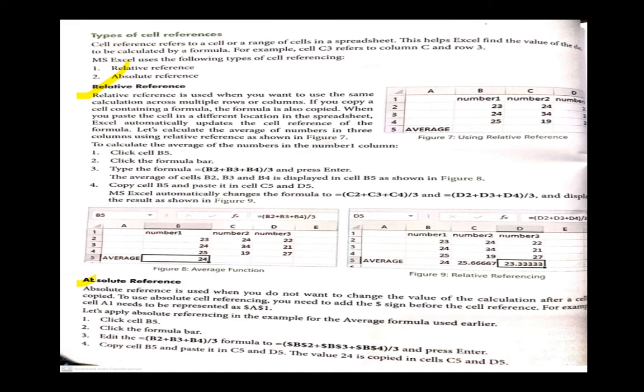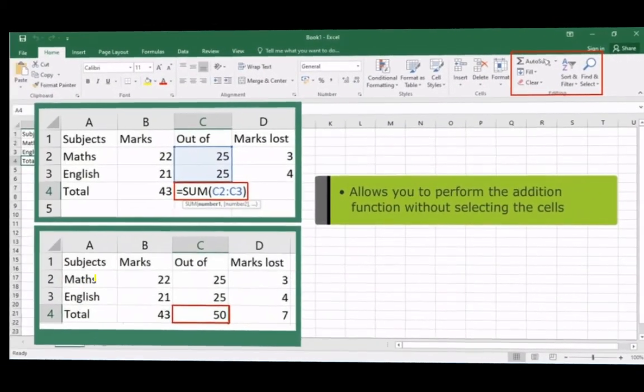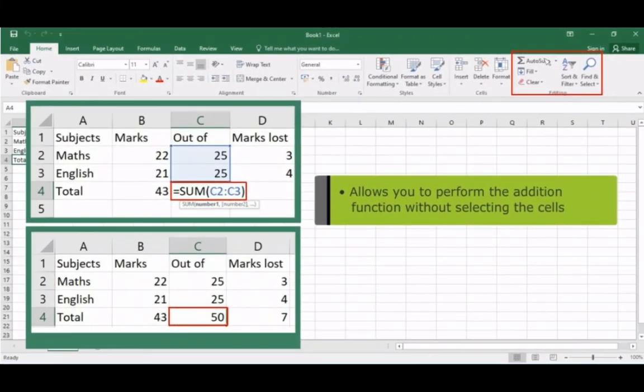Okay, so next we have the AutoSum function that I think we have explained in the previous video: how to auto calculate some kinds of formulas and how to auto calculate some kinds of words and also the numbers. Okay, so it allows you to perform addition functions without selecting the cell. Okay, without selecting a cell, you just have to press one button, that is AutoSum, that is at the topmost of your menu bar. Okay, you just have to click on that and your result will be calculated automatically.